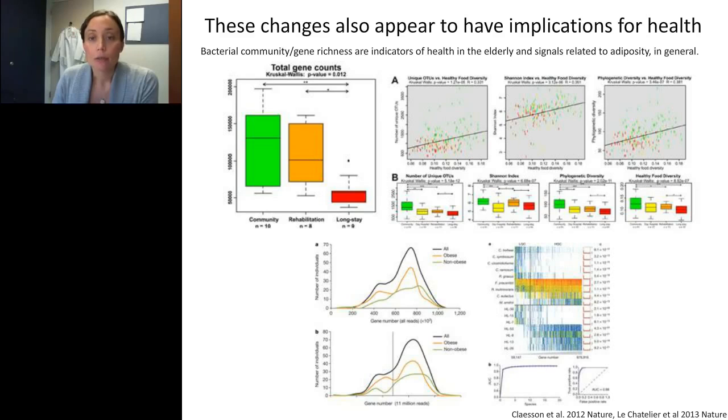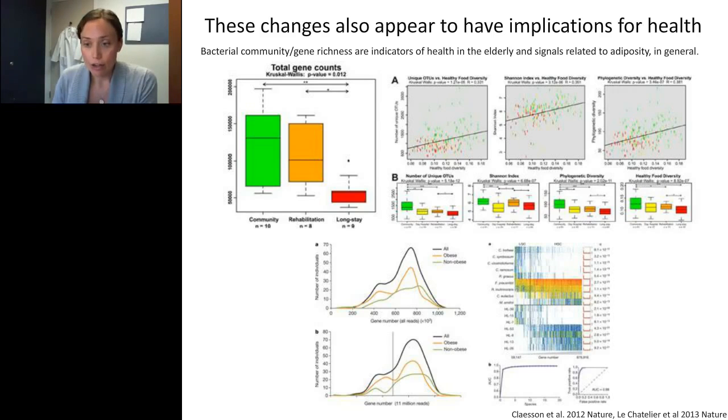Others have previously reported shifts in microbial composition related to general health in the elderly, for example, community richness or gene richness in the community, or total gene counts, where increased gene counts tended to be indicative of better overall health, whereas lower gene counts tend to be indicative of poorer overall health, as well as increased community richness over time.